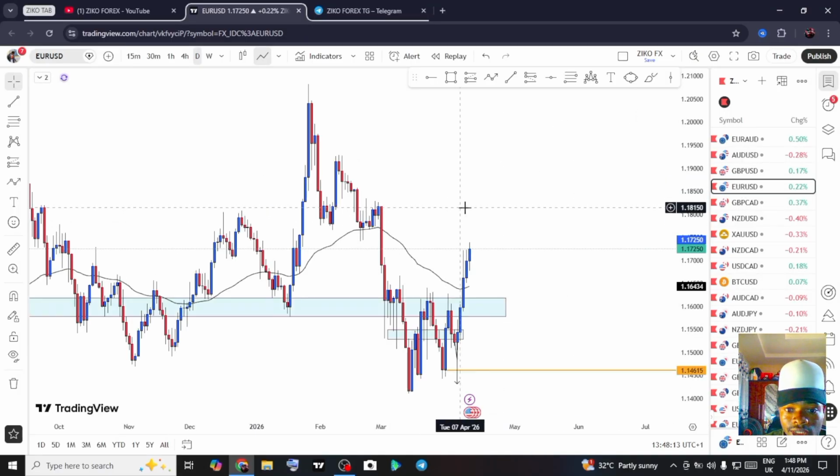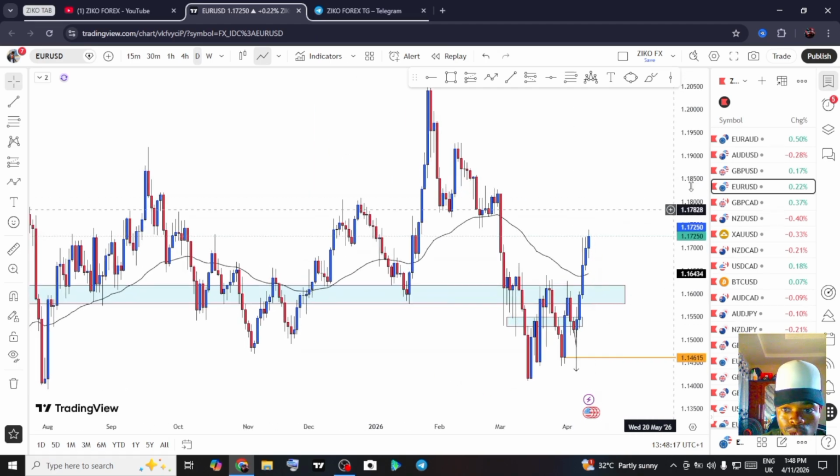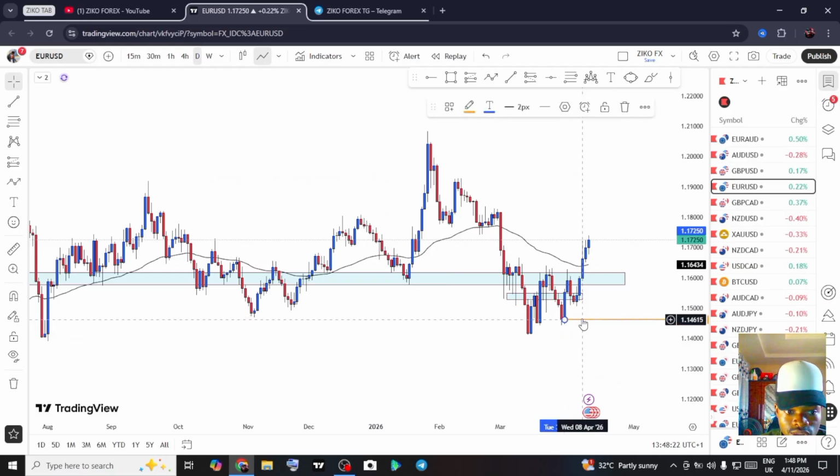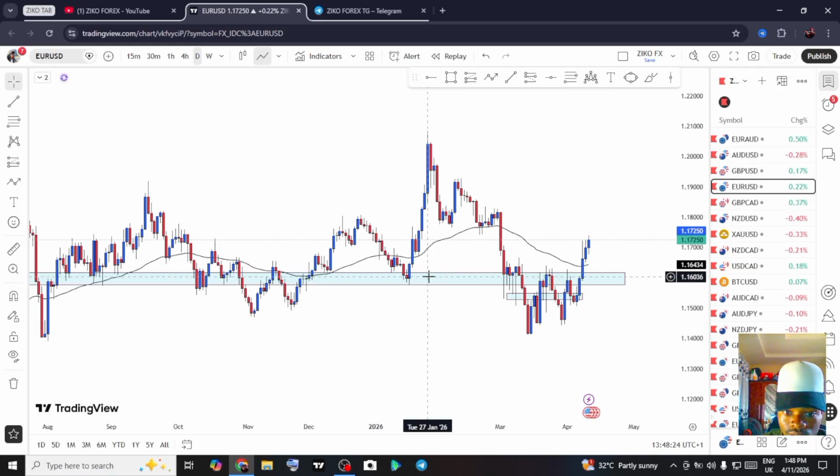Euro USD next pair, very similar price action, but this has a much cleaner market structure. So let me show you what we have. We are still going to be using this area of interest that is on the chart right now, which is this one right here.